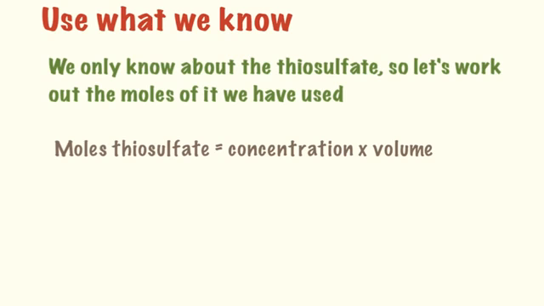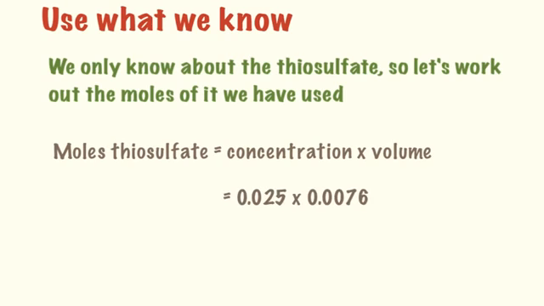And so if we then are able to put those in, we see that we've got a concentration of 0.025 molar, or moles per decimetre cubed, and a volume of 7.6 cm cubed. But our molarity or concentration is measured in moles per dm cubed. So the only trick we have to do is remember to convert our volumes into dm cubed. So that would be 7.6 divided by 1,000, or 0.0076 dm cubed.